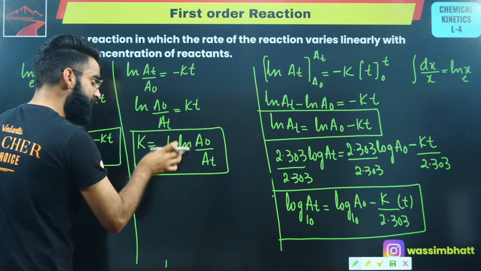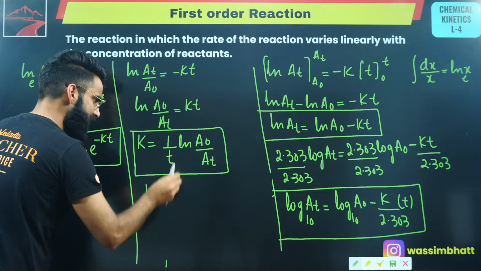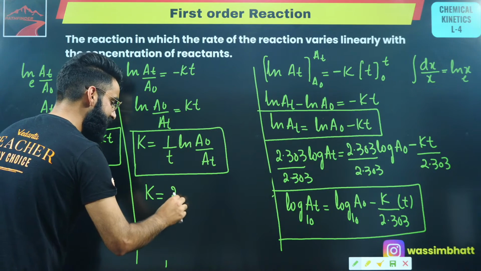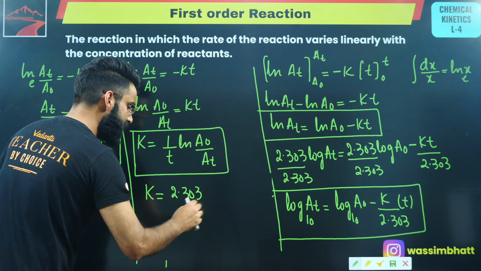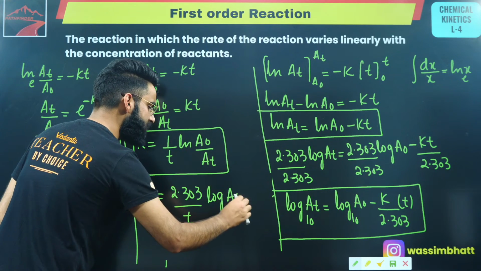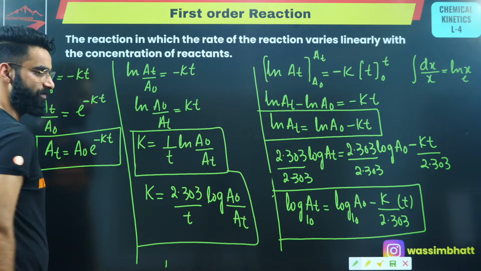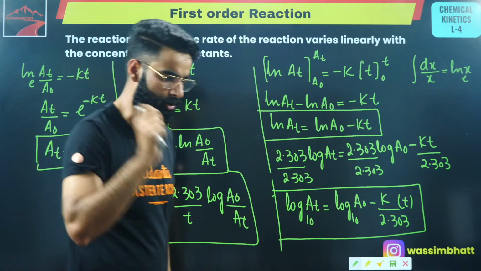Similarly, I can convert the same equation into a different form. I can say k is equal to 2.303 divided by t, and now it's not ln, it's log of A0 divided by At. These are a few different integrated rate equation forms for first order reactions.